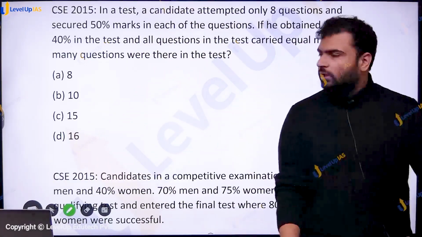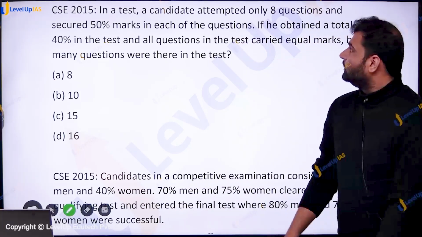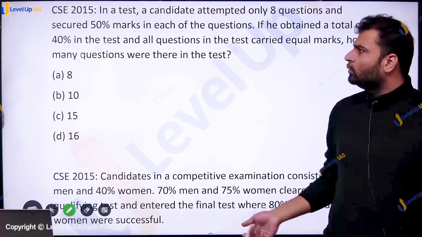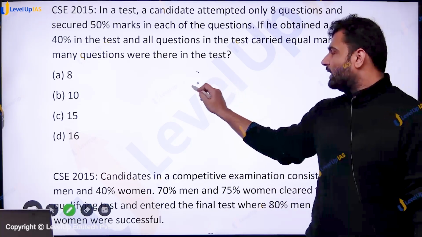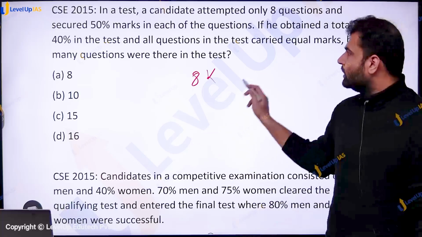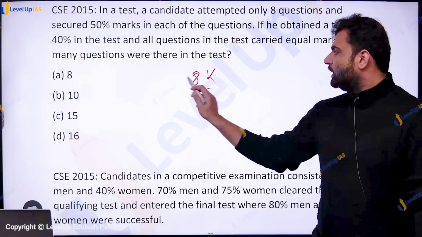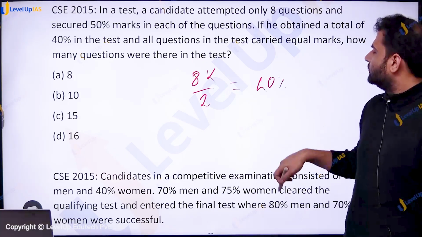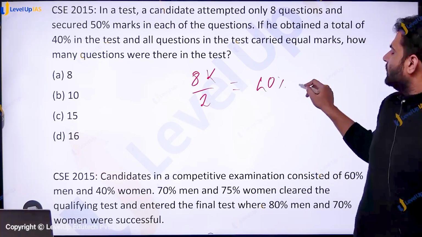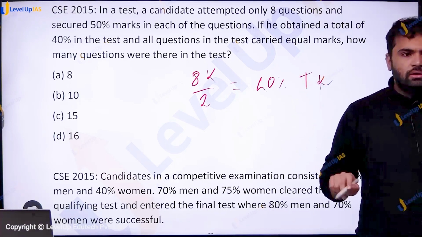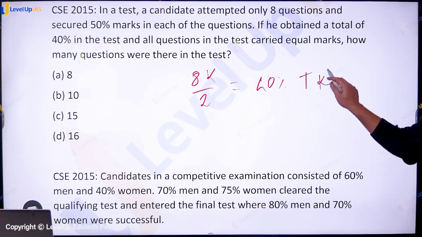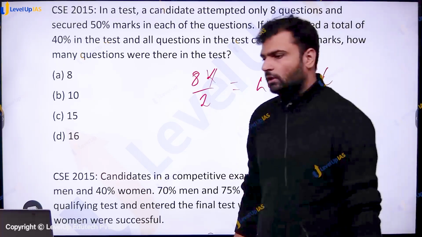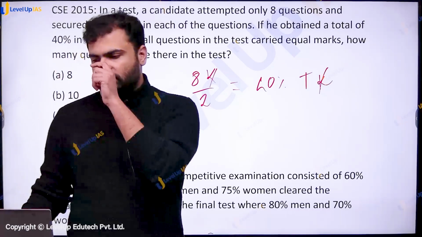Or if you still don't understand, you can write down the equations. Let us say every question carried some k marks, you can take anything, no problem. So 8 questions will carry 8k marks, and student gets 50% of those, which is divided by 2. This many marks he gets, and this they have given as 40% of total questions into marks of every question. K will get cancelled. You can solve for T. This will also work. Yes, Yashraj, Abhijeet, correct.